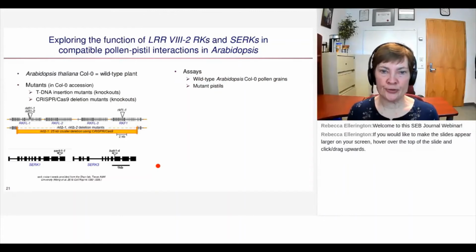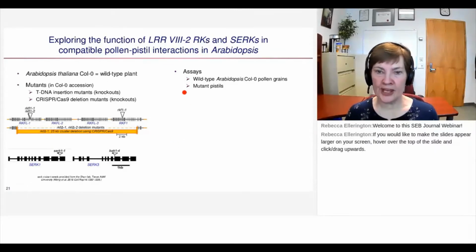To further explore their potential functions in pollen-pistil interactions, we identified mutants for these different interacting receptor kinase genes. We have T-DNA knockouts for RKF1 and RKFL1. We used well-known T-DNA knockout lines for Circ1 and Circ3, which are Circ1-1 and BAC1-4. As I mentioned, RKF1 and RKFL1 are in this cluster of 4 receptor kinase genes, and these are the closest related paralogs to each other. So in order to make a higher order mutant, we made a CRISPR deletion that deleted this entire region. It's a 25 kilobase cluster deletion, removing all 4 of these genes, and we call this RKF delta.